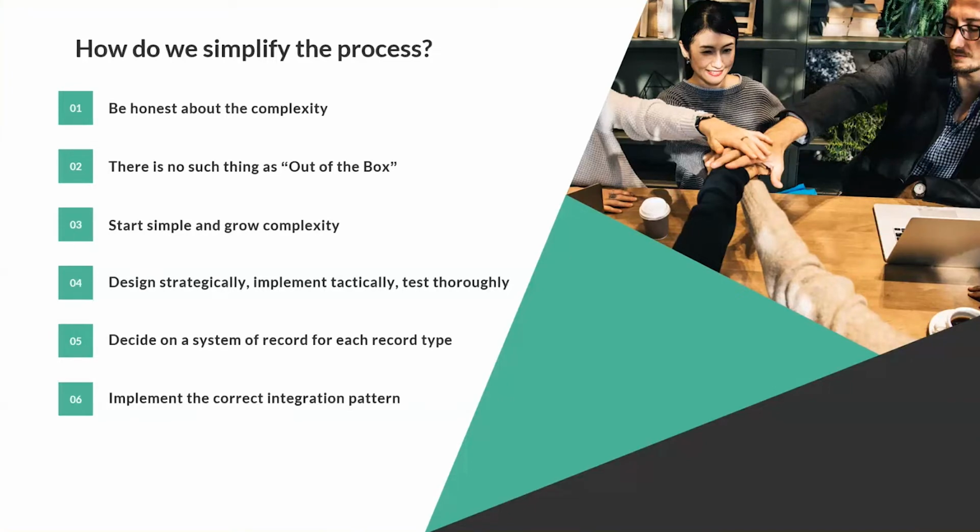And number 5, decide on a system of record for each record type. We try so hard, and I know everyone here has experienced this as well. A lot of times clients just say, we want the data to go both directions. And while that's great, is it really the requirement? I think a lot of times we just make the data flow 2 directions because it's what the client says, and not necessarily because that's really the requirement.